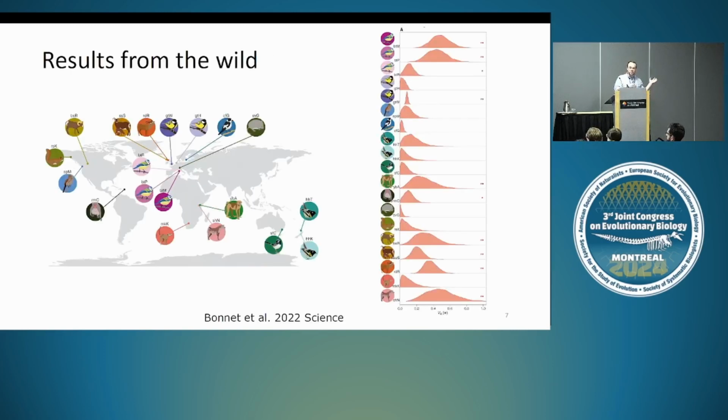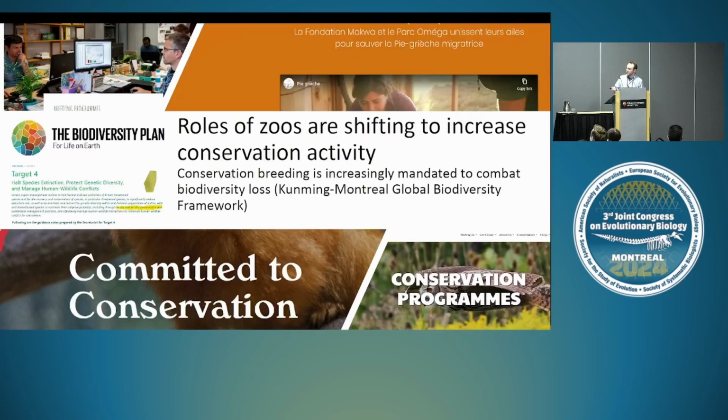The inspiration for the work I'm presenting today comes from recent results in the wild in 2022, where they went out and looked at 19 of these long-term studied populations and measured the additive genetic variance in relative fitness. The graph on the right shows the posterior estimate for each of these species. One of the main conclusions was that adaptive genetic change seemed to be occurring 3 to 4 times faster than had previously been thought.